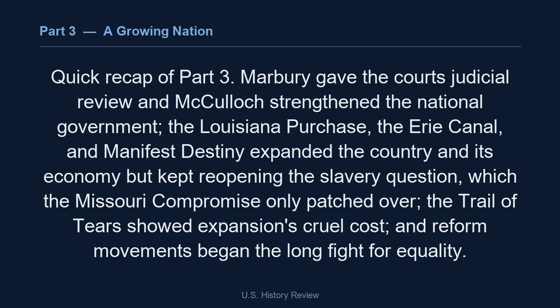Quick recap of Part 3. Marbury gave the courts judicial review and McCulloch strengthened the national government. The Louisiana Purchase, the Erie Canal, and Manifest Destiny expanded the country and its economy, but kept reopening the slavery question, which the Missouri Compromise only patched over. The Trail of Tears showed expansion's cruel cost, and reform movements began the long fight for equality.